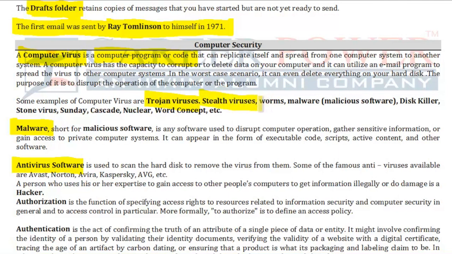And then there are stealth virus, worm, malware. All these are examples of computer virus. What is malware? Malware is short form for malicious software. It is any software that is used to disrupt computer operation and gather sensitive information or to gain access to private computers.